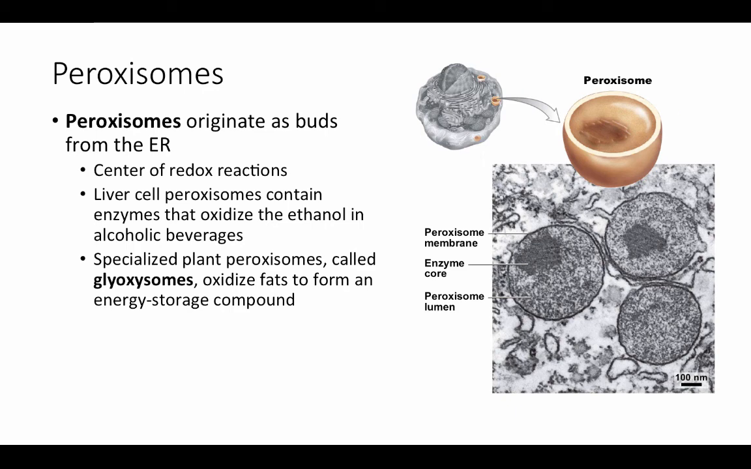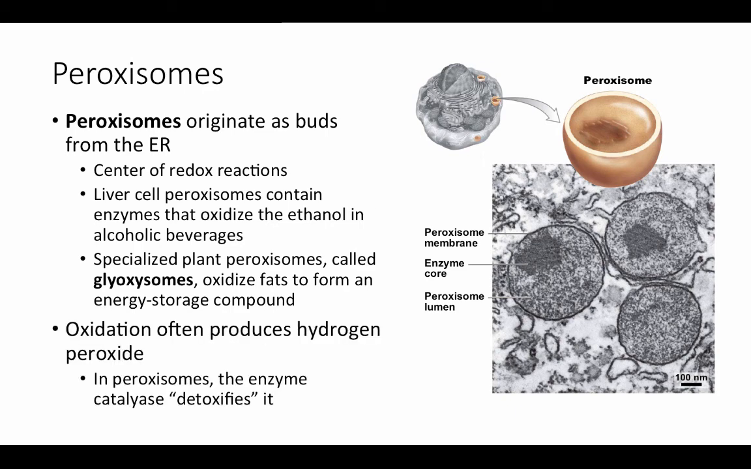There are also specialized plant peroxisomes called glyoxysomes that oxidize fats to form an energy storage compound. Oxidation reduction reactions often produce hydrogen peroxide, but then that hydrogen peroxide is also toxic. So in peroxisomes, there's also an enzyme catalase that detoxifies it and processes that hydrogen peroxide back into water molecules.